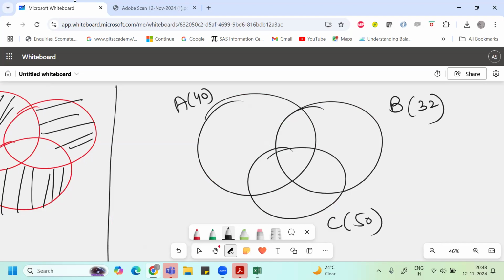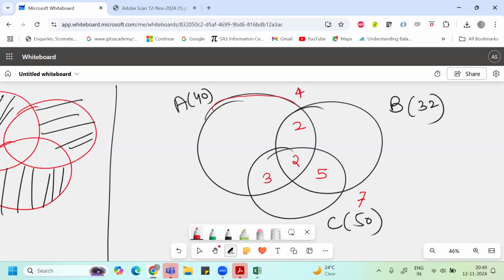Then fill in the element common between A, B, and C. The element common to A, B, and C is 2. A and B common is 4, so if this is 2, this would be 2. I hope you understood this part. Now B and C common is 7; this is 2, so this would be 5. Now A and C common is 5; this is 2, so this would be 3. Okay, now simple maths.